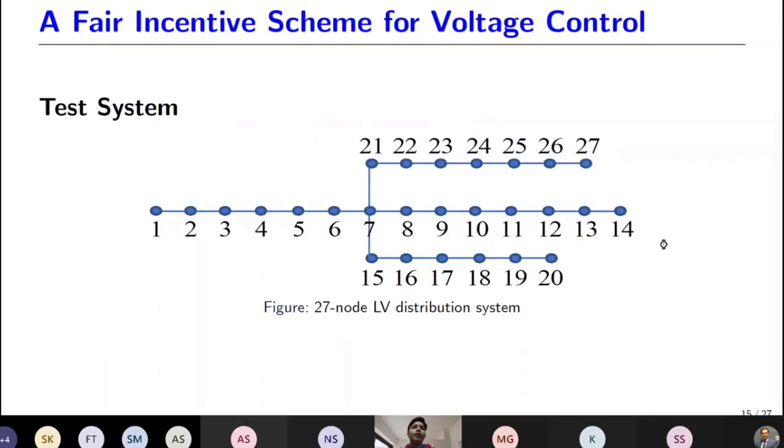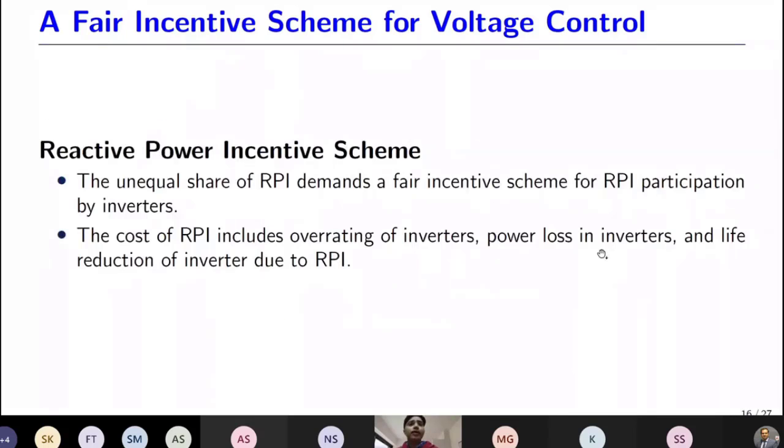So what happens when some inverter gives reactive power? It causes power loss in the inverter, it causes life reduction of the inverter, and the customer has to purchase an overrated inverter. So that customer should get an incentive. If that customer is supplying reactive power to maintain the voltage of the grid, that customer should get an incentive.